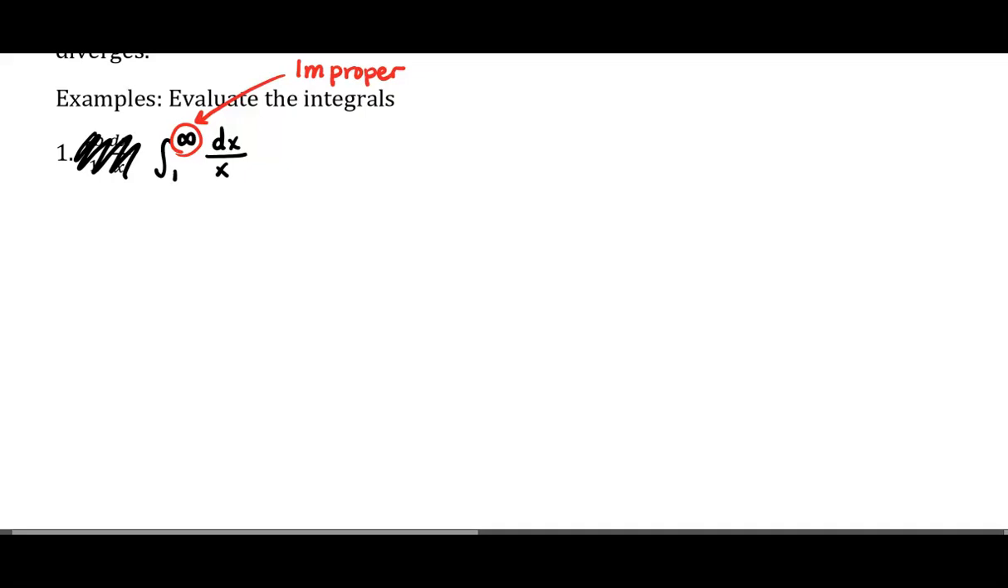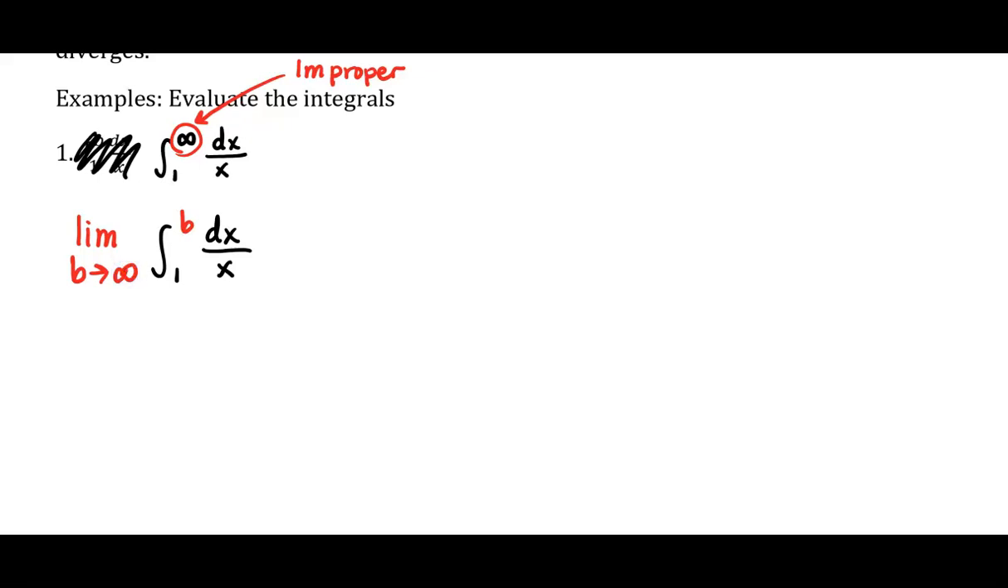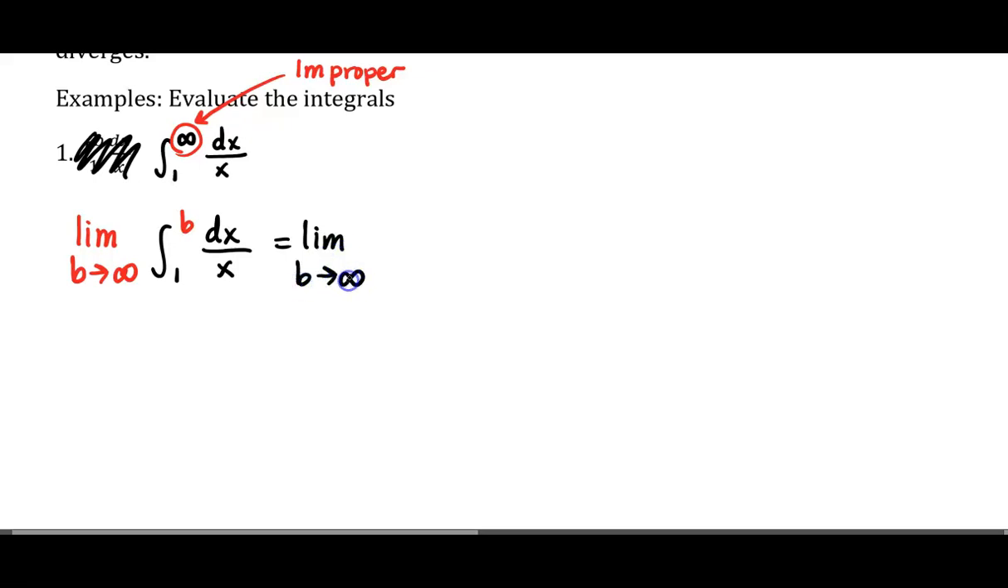So what we do is, instead of writing the infinity, I'm now going to write the integral from 1 to b. I'll keep everything else the same. But since I replaced the infinity with a b, I need to introduce a limit that's going to let b go to infinity. And now I'm just going to evaluate this as normal. So I have the limit as b goes to infinity. We know how to integrate dx over x. It is natural log, absolute value of x. And then we need to evaluate that from 1 to b.